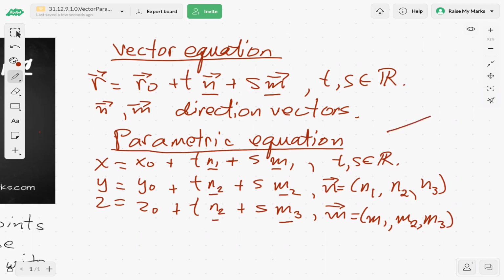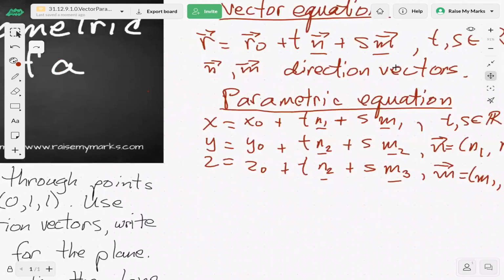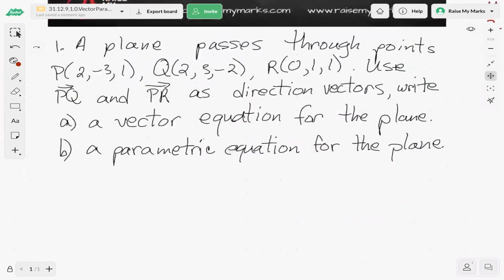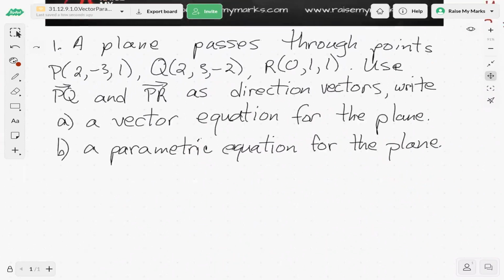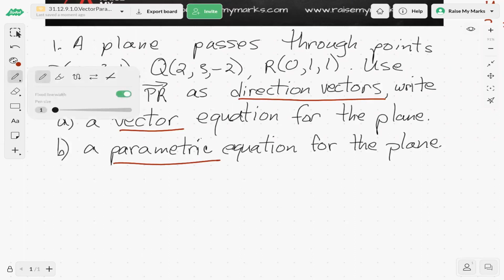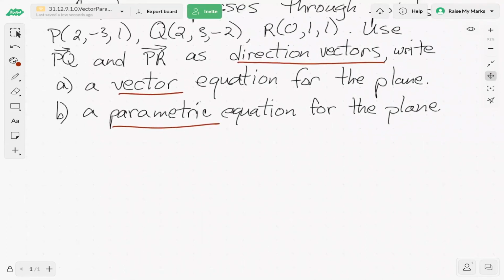All right, so we're going to keep that in mind and have a look at the following questions. A plane passes through points P, Q, and R. Use vector PQ and vector PR as direction vectors, and write a vector equation for the plane and a parametric equation for the plane. First step, let's find these direction vectors, PQ and PR.